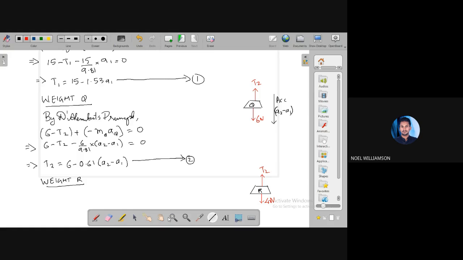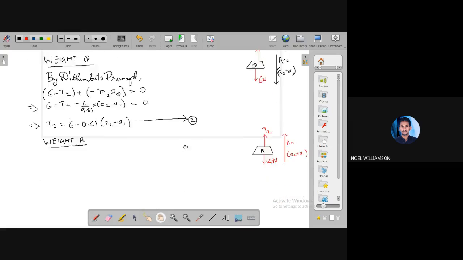Now regarding the acceleration, it is acting upwards, upward acceleration of value A2 plus A1.